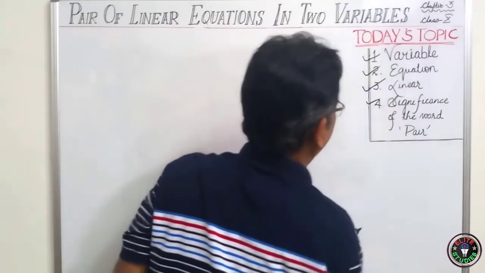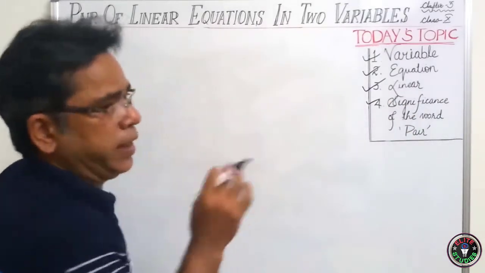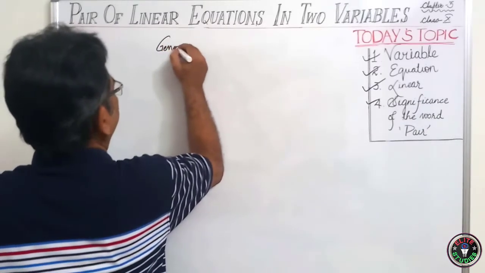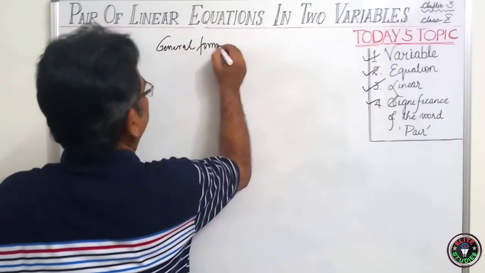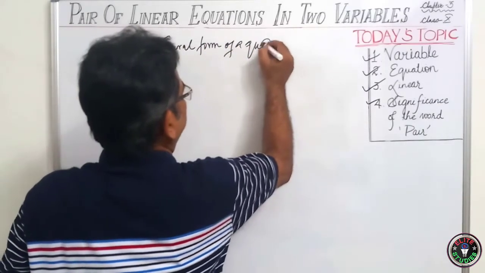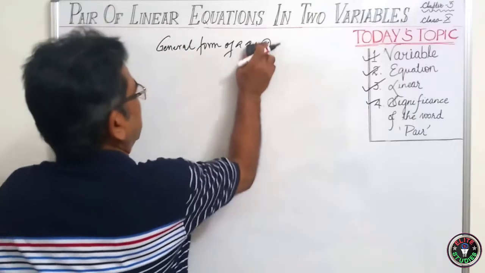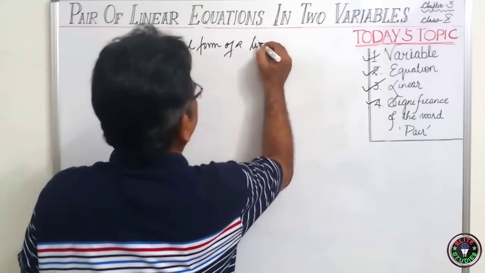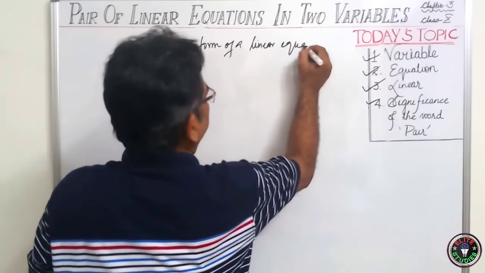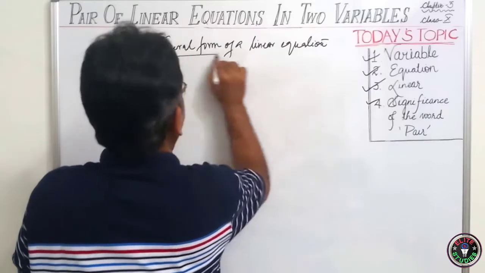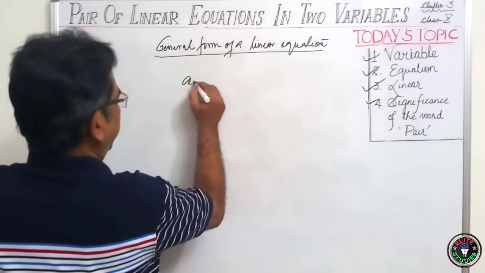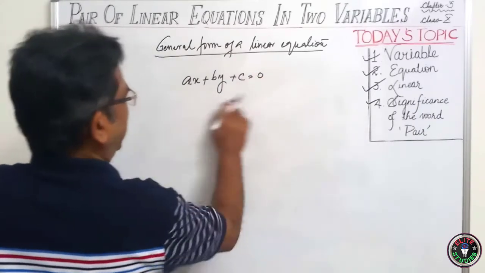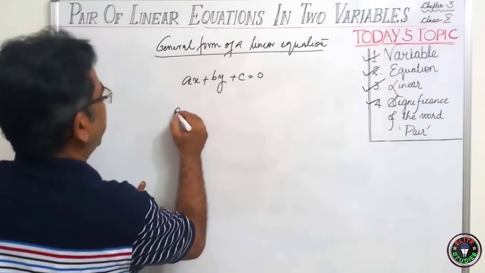Now this part is also over. Before ending my class, I will try to explain the general form of a linear equation. The general form of a linear equation is written as ax plus by plus c is equal to 0. This is the general form, where you add some conditions.